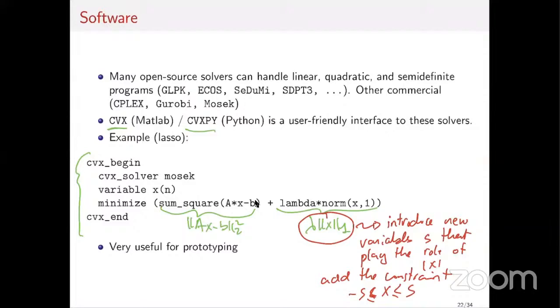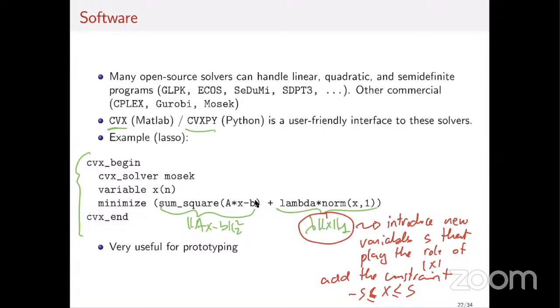It's extremely useful for prototyping. There is a bit of overhead in this, so if you're looking for very high efficiency, you should not go through these interfaces. But if you just want to prototype and try out a different objective function, or change the parameter lambda a little bit and see what happens to your solution, it is very quick and very useful. I personally use it a lot when I'm experimenting in the research stage.